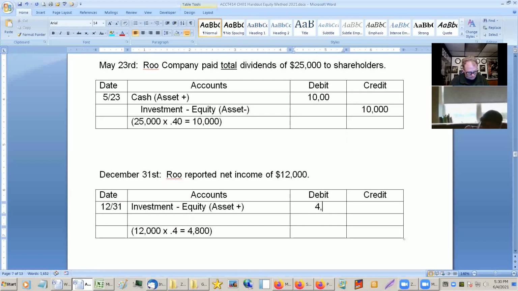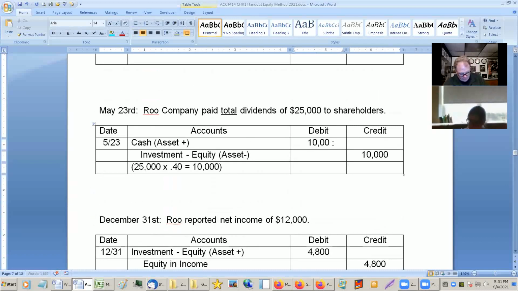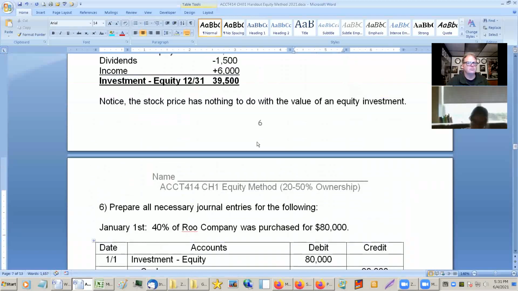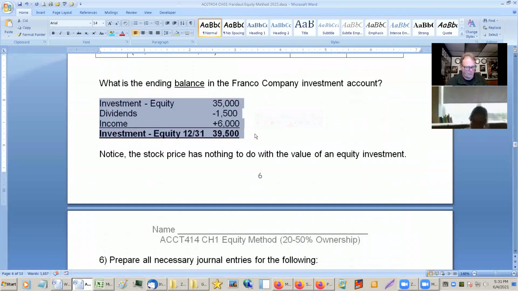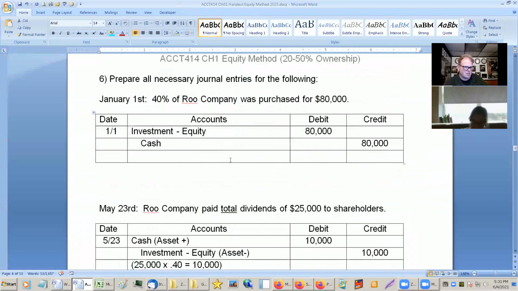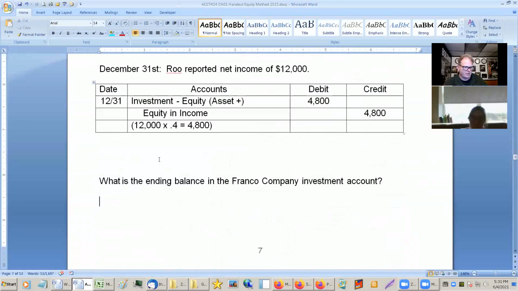So that would be 74,800. That would be your investment equity at the end of the year, the ending balance. Yeah, and that one, you notice, I left a zero off here. It went down, and that's because they paid out more dividends than income.